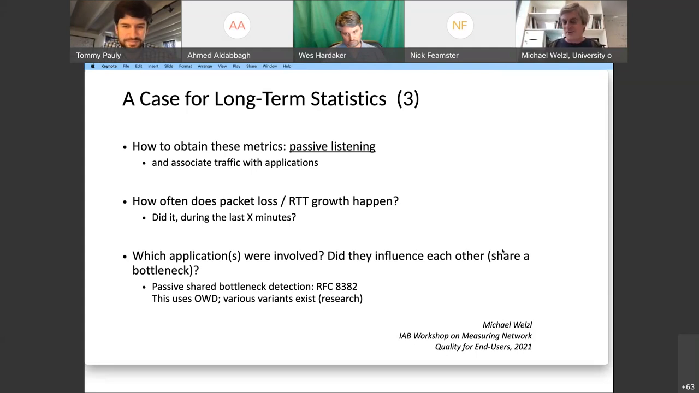We made a mechanism some time ago on passive shared bottleneck detection for WebRTC. That mechanism, as far as I know, is not implemented by anybody because it's complex. It uses one-way delay, but there are many variants of doing shared bottleneck detection in research, more or less reliable, all kinds of ways of doing it. I'm just saying we could be doing measurements of that nature and get more out of it. And then you could be having a more educated guess on whether it was the potato in the microwave or something else. That's it for me.